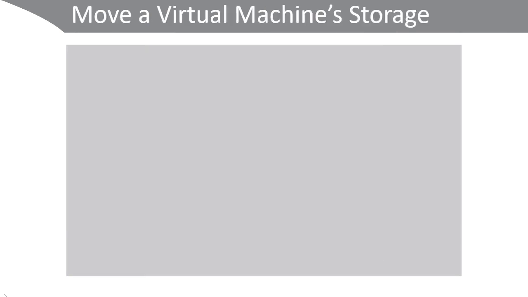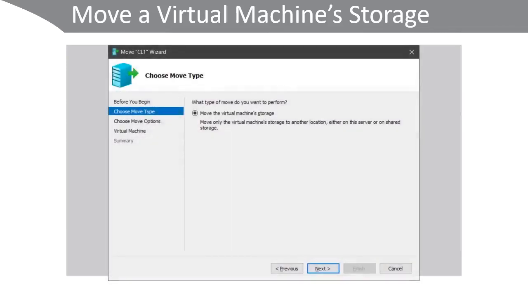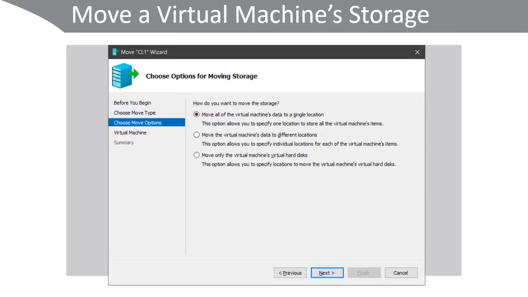From time to time, it may be necessary for you to move a virtual machine's storage, for example, to another computer. To do this, open up the Hyper-V Manager console, right-click the virtual machine, and then choose Move. You're prompted for the type. What type of move do you want to perform? Move the virtual machine's storage. That's the typical activity. Then you're asked for options: moving all of the virtual machine's data to a single location, move the virtual machine's data to different locations, or move only the virtual machine's virtual hard disks, leaving the configuration where it is.